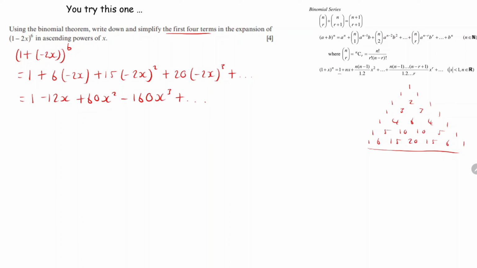Now what you'll notice is, in this particular expansion, every other term is positive. First one's positive, second one's negative, and so on. This will happen if you have a minus there. To eradicate that, I would encourage you to always make it into a plus and bracket together the x term with the minus symbol.